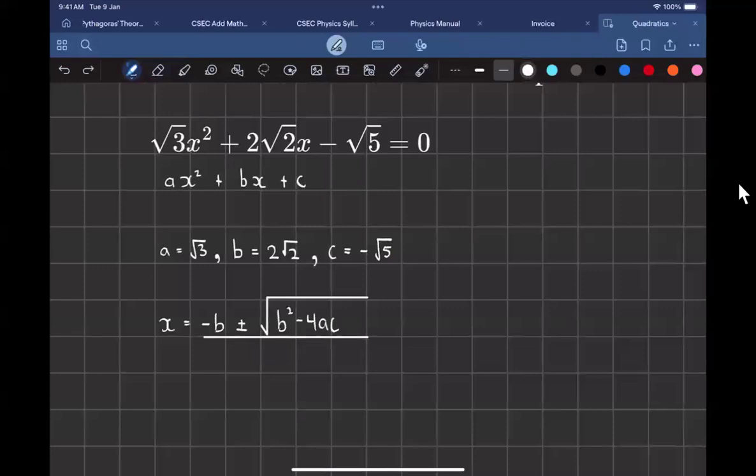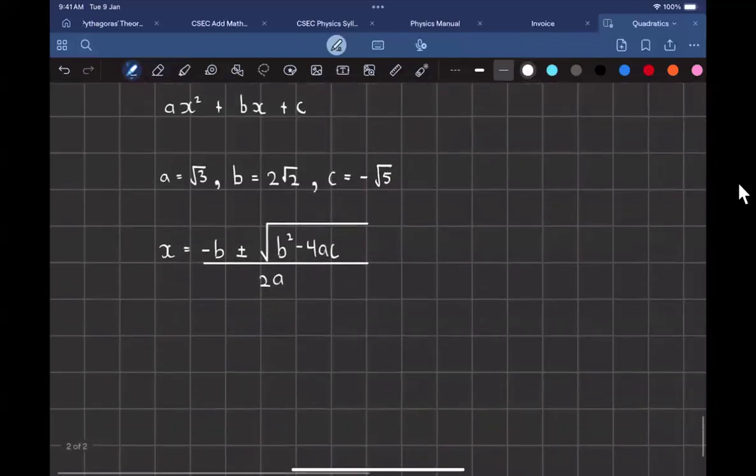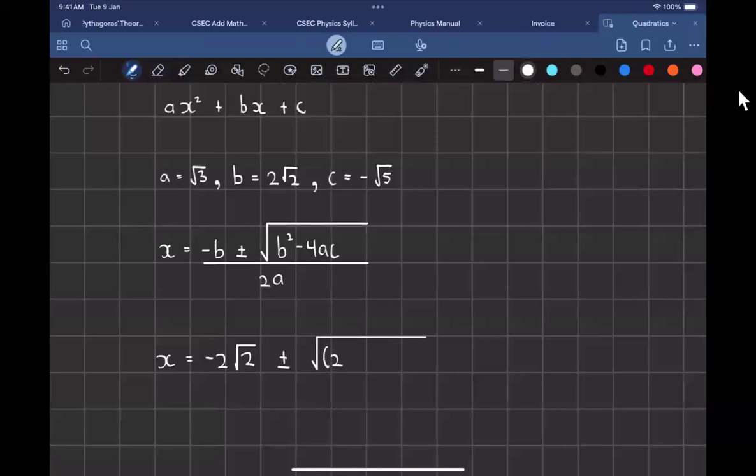Right? So Aliyah, we plug in everything now, and you will see why it's a lot easier. So minus b, that's minus 2 root 2, plus or minus the square root of 2 root 2 squared. You didn't put in brackets. Oh yeah, did I make a mistake there? Because you're squaring the whole thing, so you put everything in brackets.